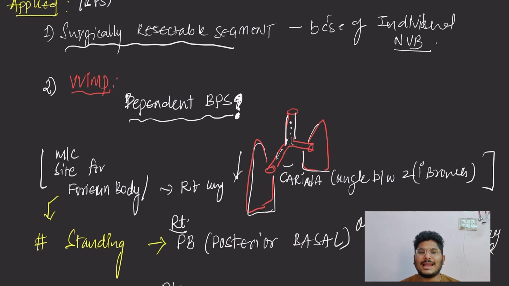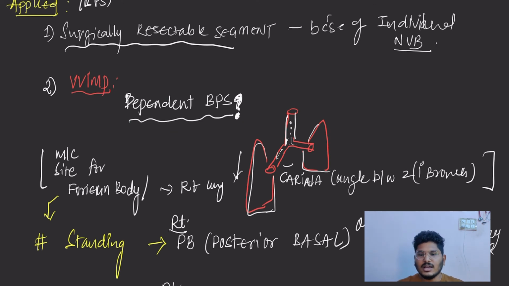Regarding the applied aspects over here, number one, regarding the bronchopulmonary segments, the first applied aspect is that they are surgically resectable segments because they have an individual neurovascular bundle. They have an individual airway also. So they are surgically resectable segments. Number one. Number two, very, very important: what is the dependent, which is the deepest bronchopulmonary segment, is very important.